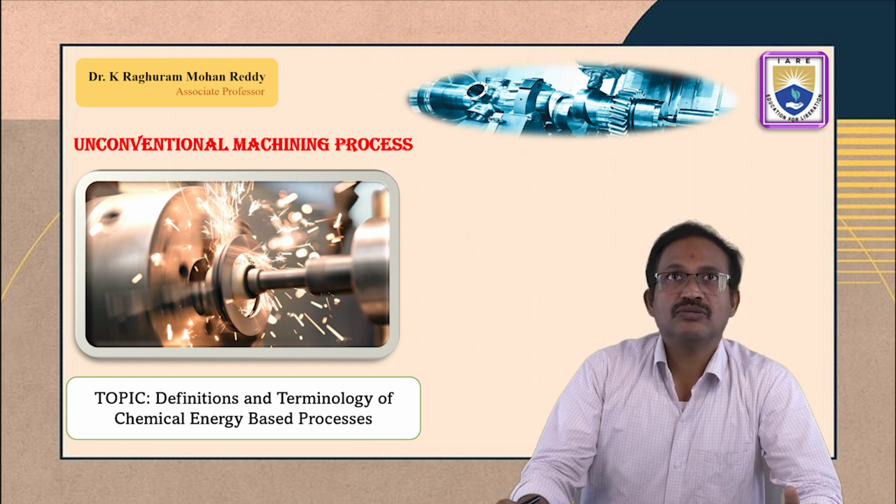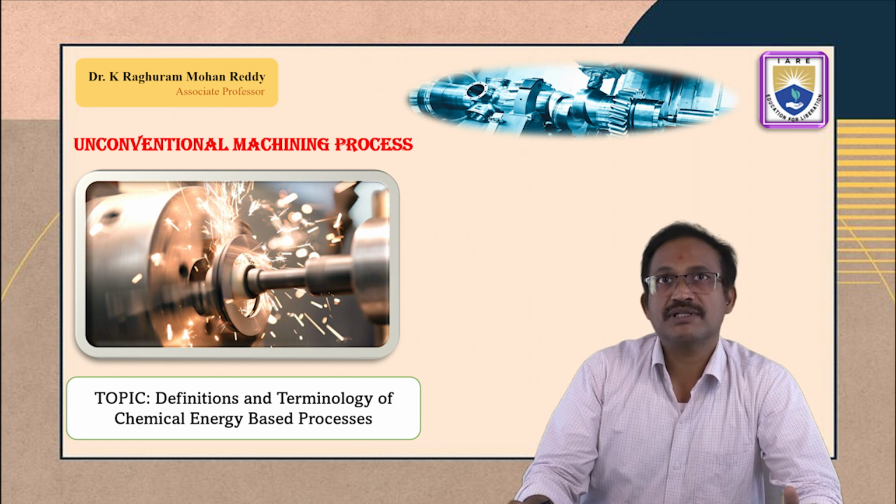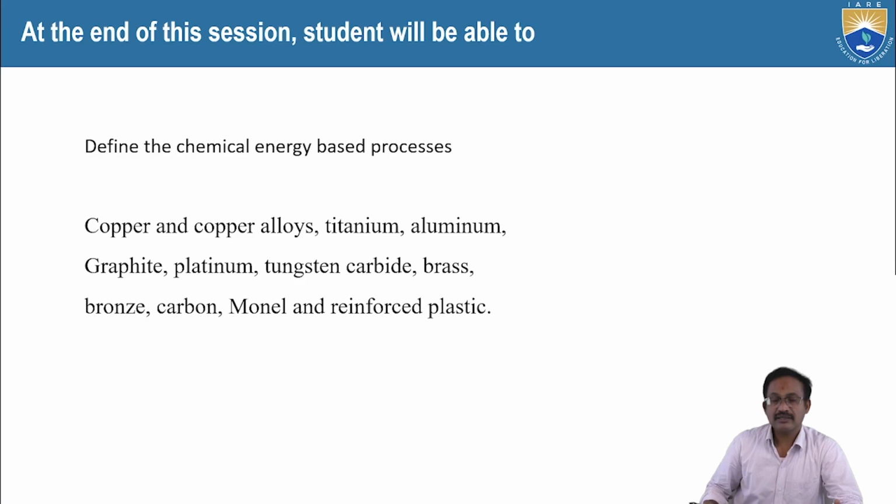Okay. So from this unconventional machining process, we are discussing particularly the chemical energy based process. At the end of this session, student will be able to define the chemical energy based process and the corresponding parameters or terminology.